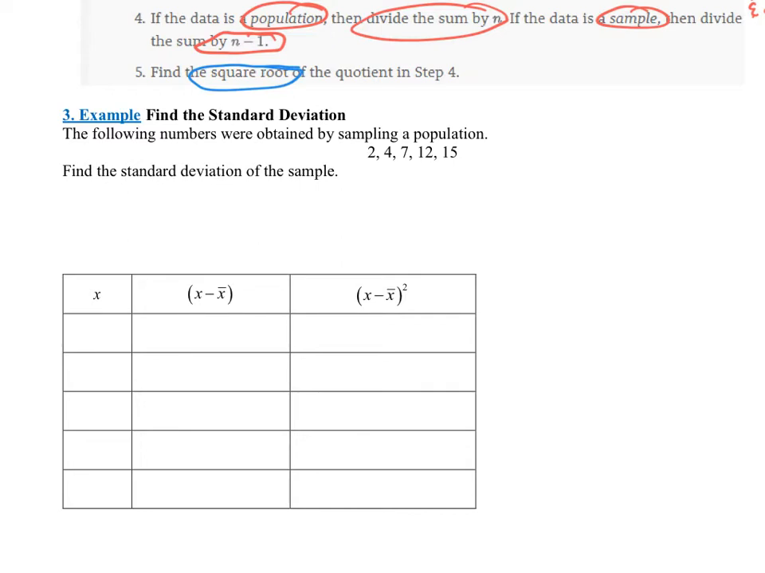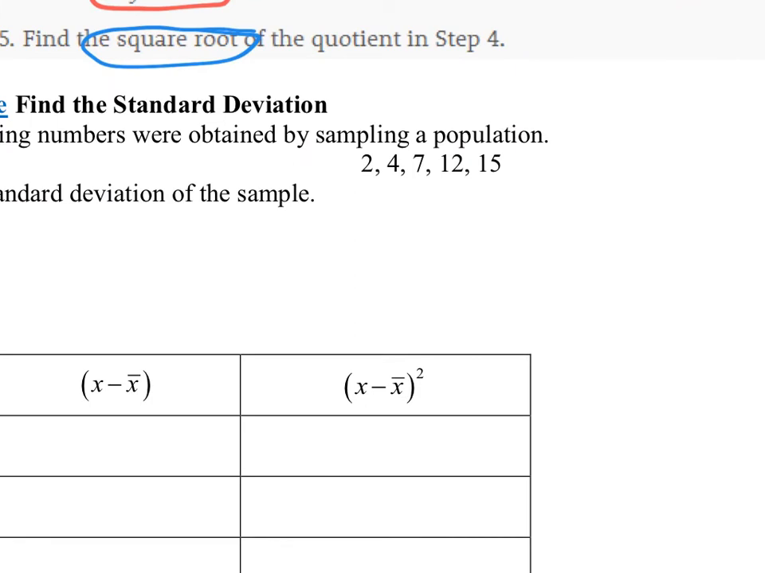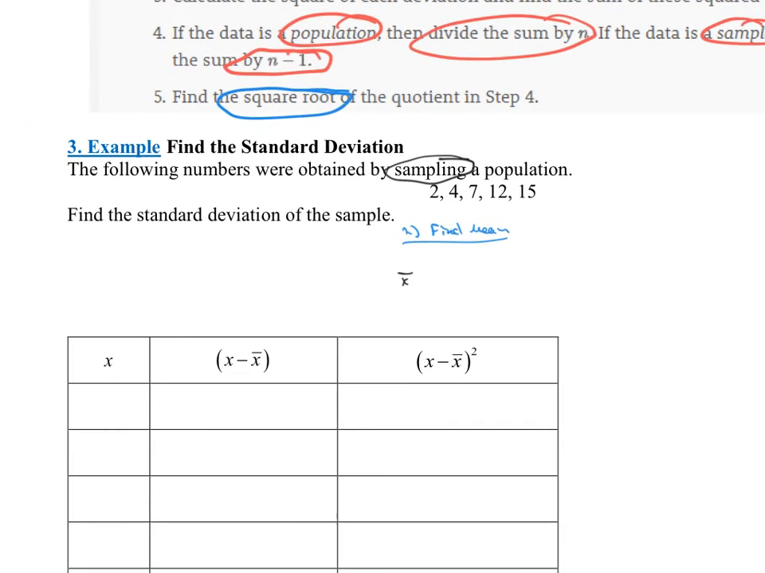So it says find the standard deviation of the sample. Okay, so what does that mean we should do? Well, the first step is find the mean. But first of all, this is a sample. We want to read that and make sure we understand. It says find the deviation of the sample. So that immediately should tell you, because it's a sample, to divide by n minus 1. How many items do we have minus 1? We're going to divide everything by 4. We have 5 items, minus 1 would be 4.